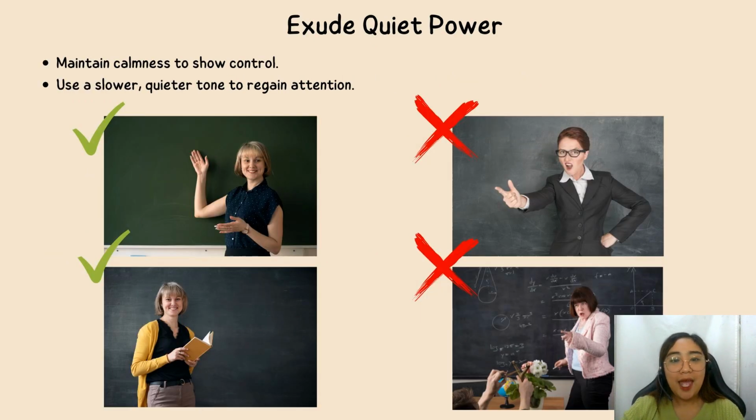Next one, exude quiet power. You should maintain calmness to show control. Use a slower, quieter tone to regain attention. As you can see in the pictures that we have here, for example, for the X marks, you're addressing the behavior of Mr. Brown, one of your students. "Mr. Brown, please keep quiet. I'm telling you this for the fifth time."